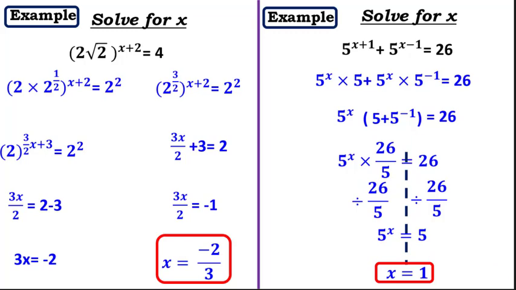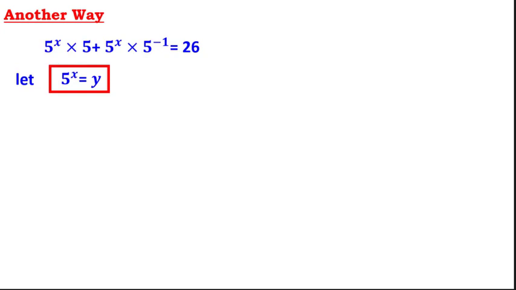Next, we have another way to solve this equation. We can suppose, or let, 5 raised to the power x equals y, to make it easier. We can cancel 5 raised to the power x and write y. Then we will get 5 times y, it will be 5y, plus 1 over 5 times y equals 26, and 1 over 5 equals what? Equals 5 raised to the power negative 1, and 5 raised to the power x will be y.